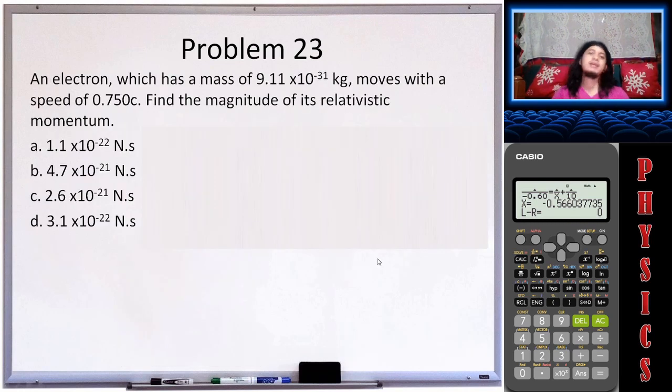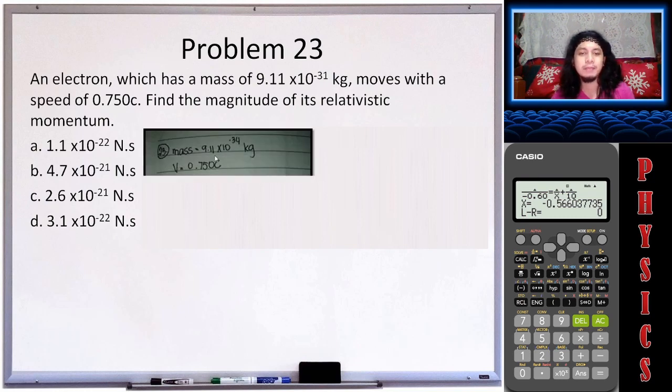Letter A po yan. Okay, so problem 23 na tayo, guys. Ayan. So, an electron which has a mass of 9.11 times 10 to the negative 31 kilogram moves with a speed of 0.750 c. Find the magnitude of its relativistic momentum. Ayan. So, hinahanap po yung ating relativistic momentum. So, ang formula natin, that is relativistic mass times velocity. So, kapag ganito yung mga problem natin, ang una nating kailangan hanapin ay, that's right, si Lorentz factor.